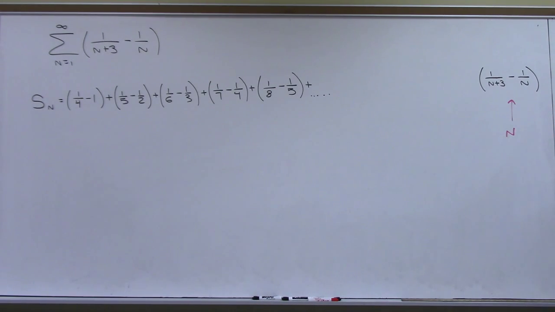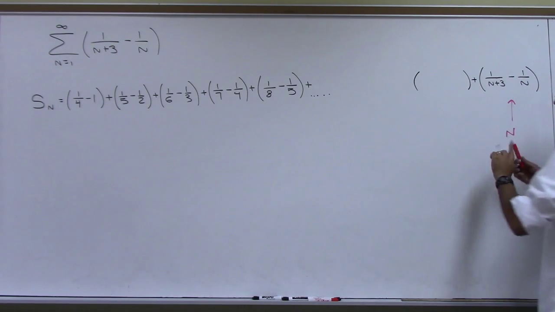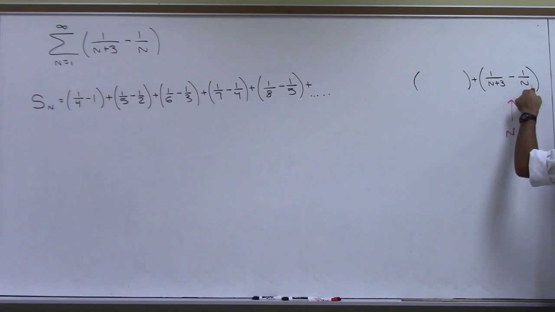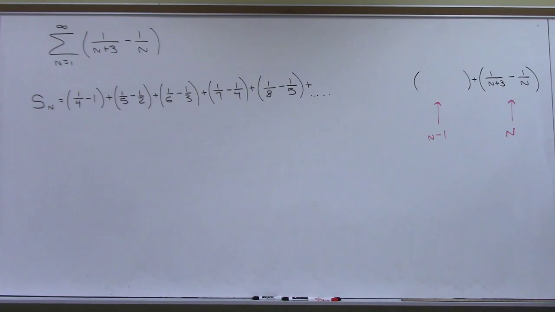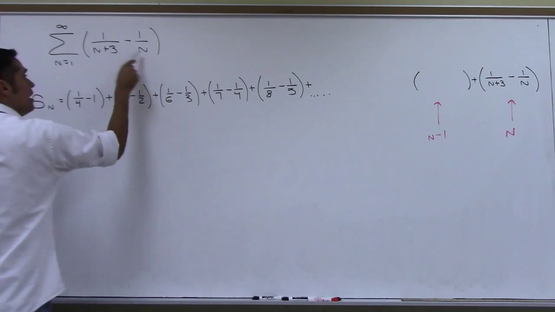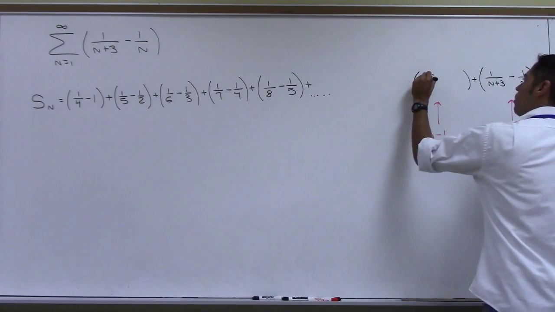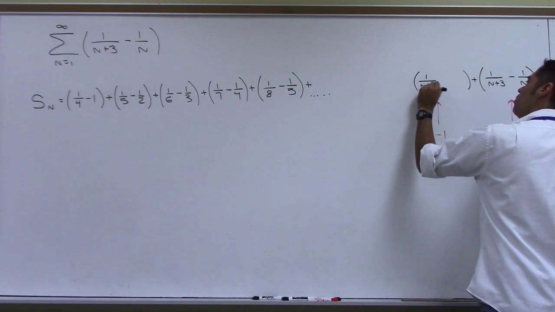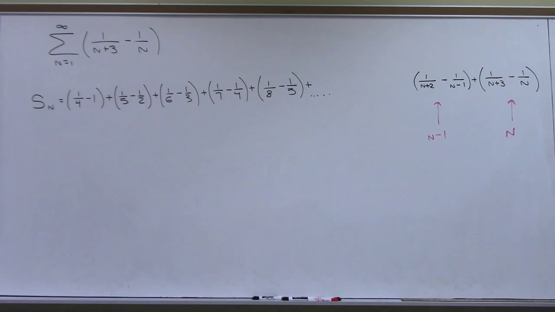So this is what happens if I stop at n, right? Stopping at n. What does the one before this look like? It's what I get when I take, instead of plugging n in, I plug in what? n minus 1, 1 less than it? So what would happen if I go to this expression, I replace this n and this n with n minus 1 instead? 1 over n plus 2 minus 1 over n minus 1, right?